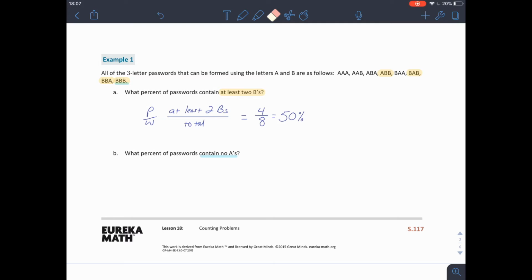What percent of passwords contain no A's? When we look through our list of possible passwords, out of all of these, our part will be the ones that contain no A's, of which there's only one option. And then our whole is going to be the same total that we had before. So when we take our one answer that had no A's and divide it by the 8 total options, we find that 12.5% of those possible passwords had no A's.